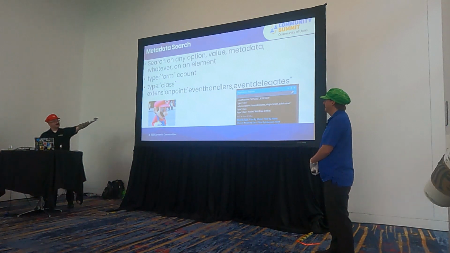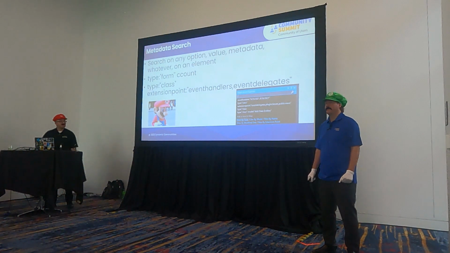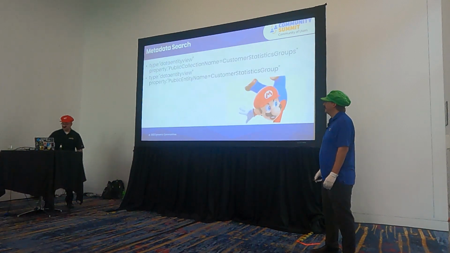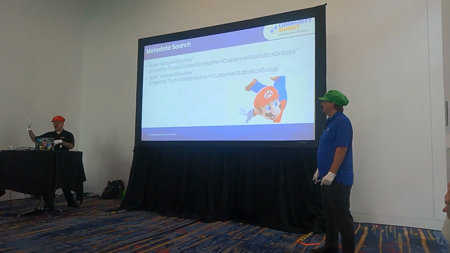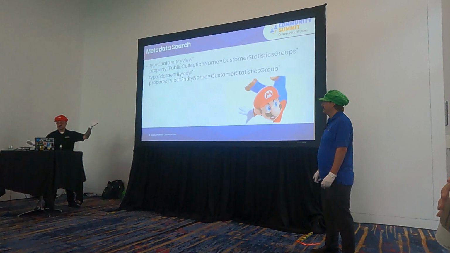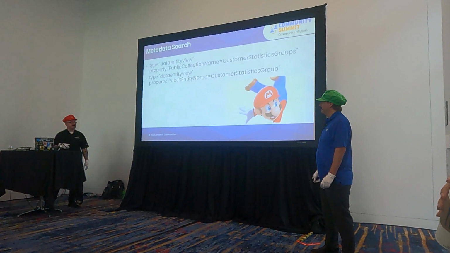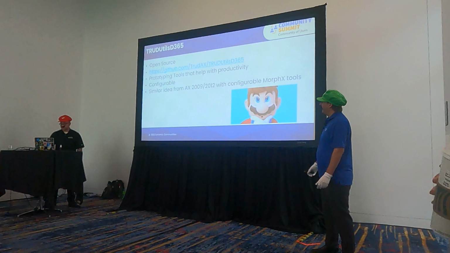I've got a few more examples. The last one, I can look for event handlers and event delegates. That's how I find all my delegates, even if find references doesn't find them. Additionally, if you're looking for something based on a collection name, I know what my OData entity surfaces as, but I have no idea how to match that to the actual artifact inside of F&O. I can query on a public collection name, customer statistic groups, because that's how it surfaces outside, and then get back to the actual entity that represents that public collection name. So just interesting stuff to know.